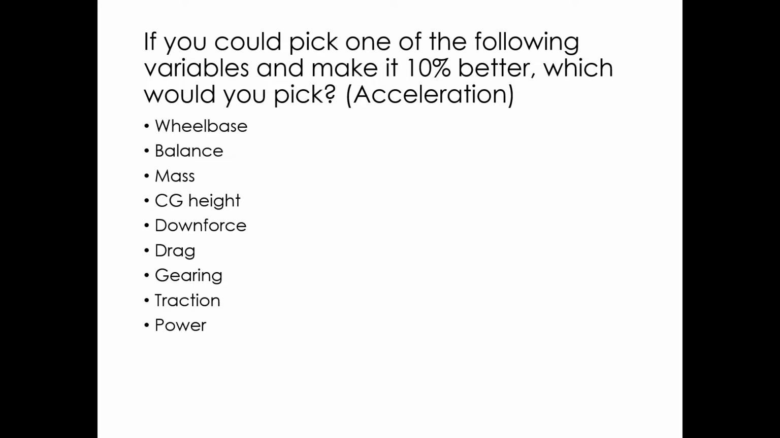So essentially, the question here is, if you could pick one of these variables and make it 10% better, which one would you pick? So if you're going to pick one of these things to change to make your vehicle go faster in a straight line, what would it be? It's the wheelbase, the balance, where the center of mass is forward to backward, the mass of the car, the CG height, downforce, drag, gearing, the traction, coefficient of friction of the tires, or power. Which one of those things would you make better?